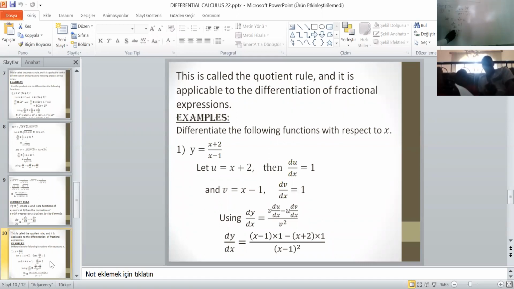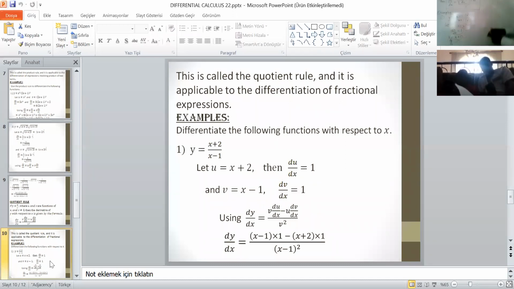Now, again, what do we need? Formula, we need v. This is our v. Then we need du dx. This is our du dx. Then we need u. This is our u. We need dv dx. This is our dv dx. We need everything in order to solve this particular question. The next thing is to then go to your formula again and substitute.